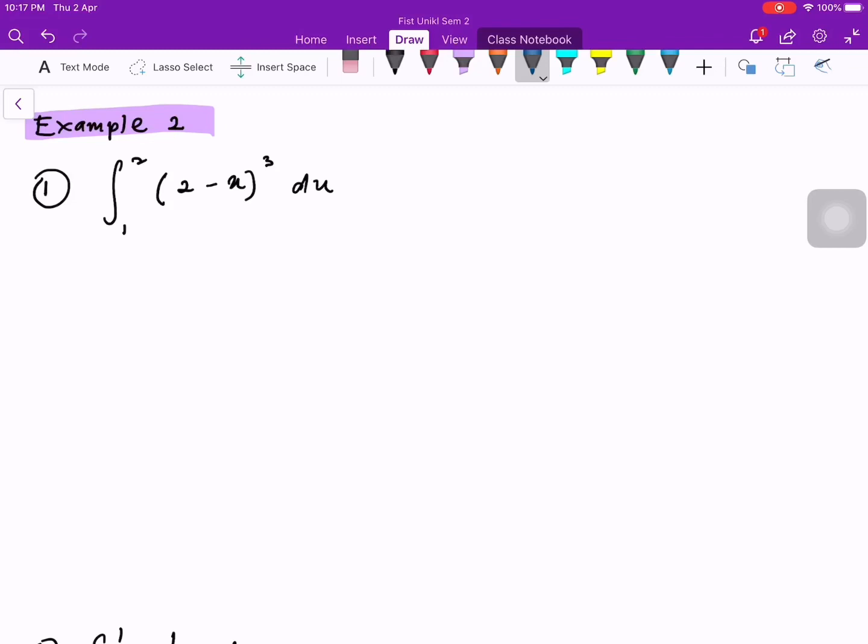Okay, for example 2, we continue with example 2, definite integral. Okay, we have a function which is 2 minus x to the power of 3 dx. So now we have a limit from 2 to 1. Okay, now let's start with integrations. 2 minus x to the power of 3. So using the rules, we're supposed to have 2 minus x to the power of 3 plus 1 over 3 plus 1 times the coefficient of x, which is -1. And we have a limit from 2 to 1.